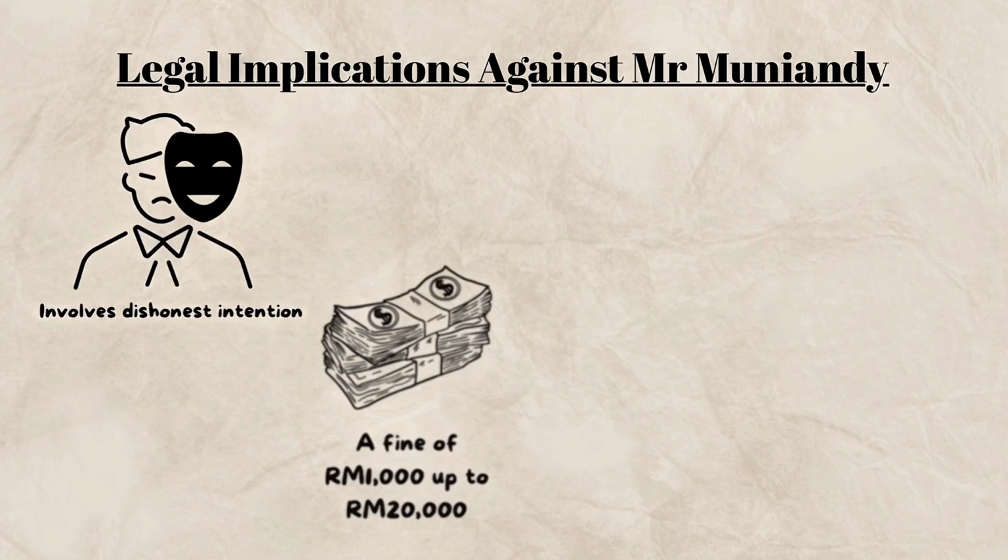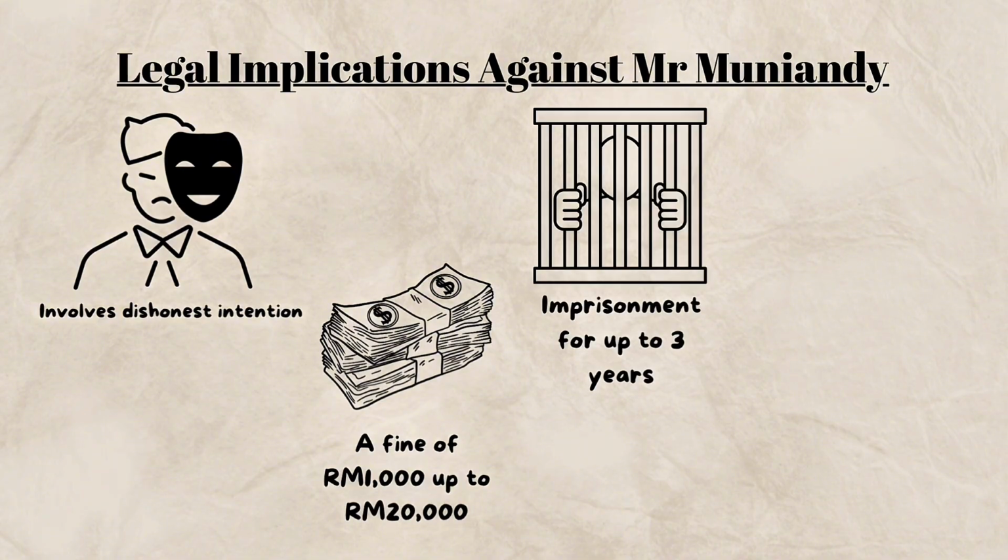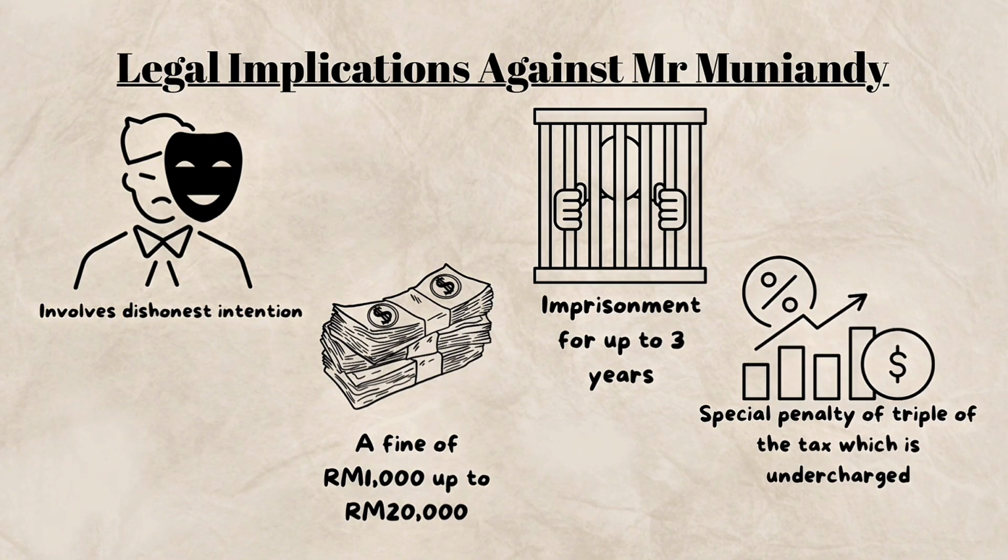Mr. Muniandi can be charged with a fine of 1,000 ringgit up to 20,000 ringgit, imprisonment for up to 3 years, or both, and a special penalty of triple the tax which is undercharged.